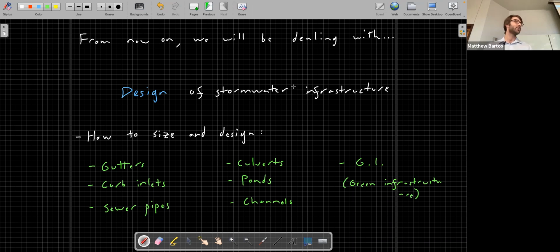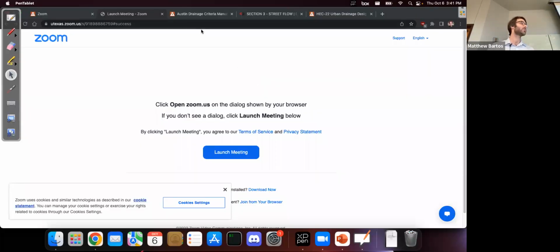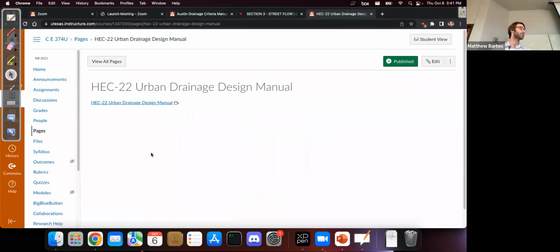Okay, great. Okay, so the first type of stormwater infrastructure we're going to design is these first two, so gutters and curb inlets. So this kind of falls under the umbrella of street and highway drainage. So a lot of you may end up doing this as practicing civil engineers. Quickly, before I get started on that, though, I just want to introduce you to this resource.